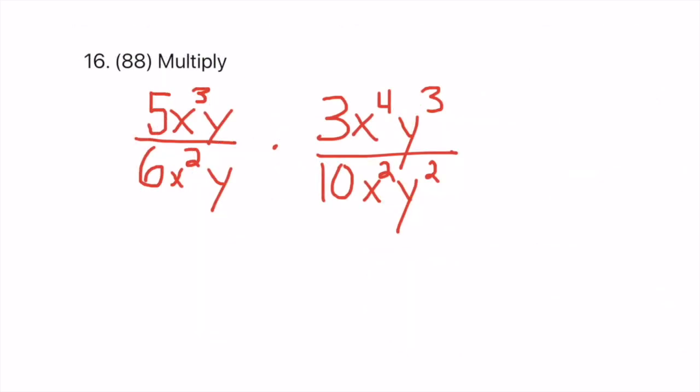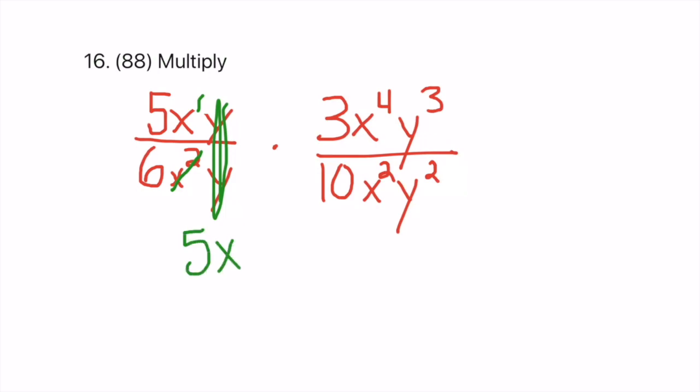Number 16 from lesson 88, they want us to multiply. So remember, just like when you're multiplying any fraction, you can always cross reduce, or you could just reduce the fraction first as it is. So as I'm looking at this one, I can see in the first fraction, we have an x3 and an x2. So that reduces to this just being x to the first. Actually, I'm just going to delete that and write x to the first. And then our y's cancel.